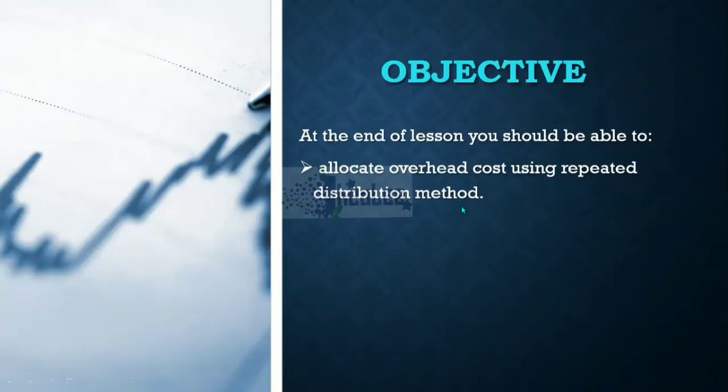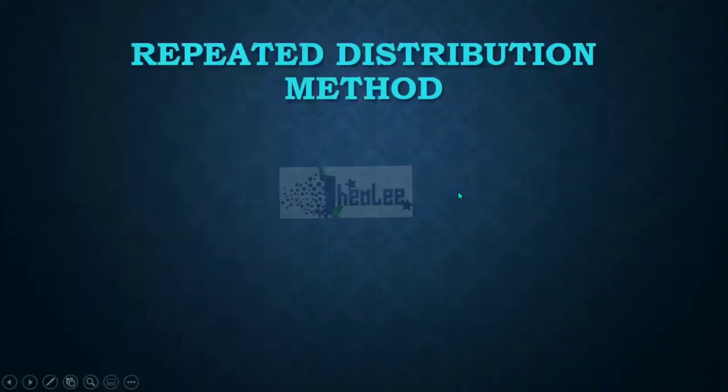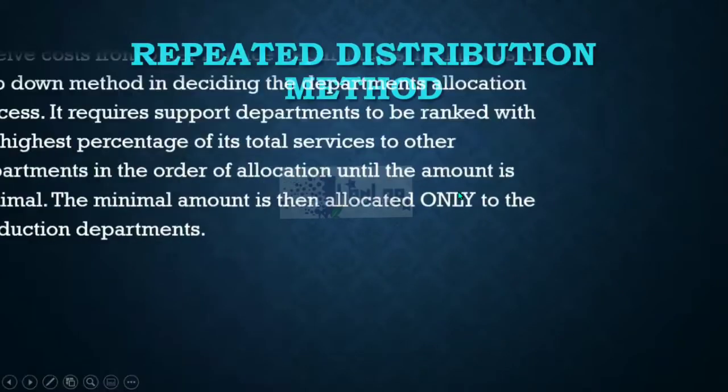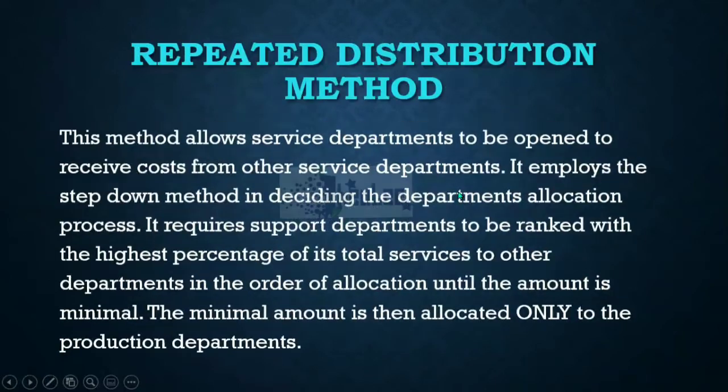Now, what is the repeated distribution method? This method allows service departments to be opened to receive costs from other service departments. So basically, what you'll be doing is allocating costs from one service department to another service department. That is possible with this method. It employs the step-down method in deciding the department's allocation process.